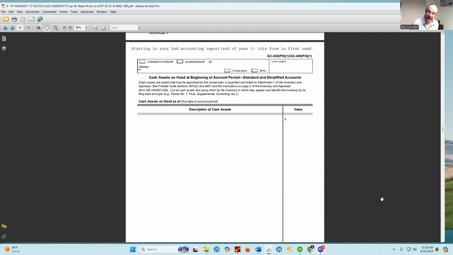So the next form we're getting into the details that comprise the summary of account. This list of assets at the beginning of the account period is almost identical to the pages that you used for the inventory and appraisal. So we have the cash assets and the value. What should be there instead of value is the words carry value. And the first account is just going to be carried over. There's going to be no difference.